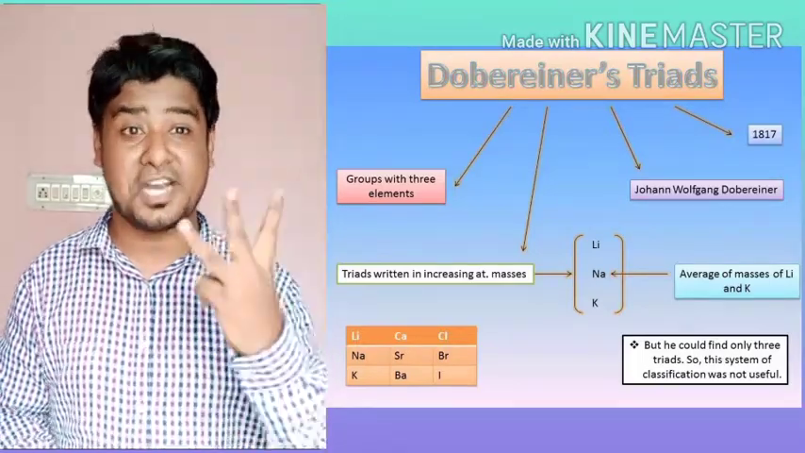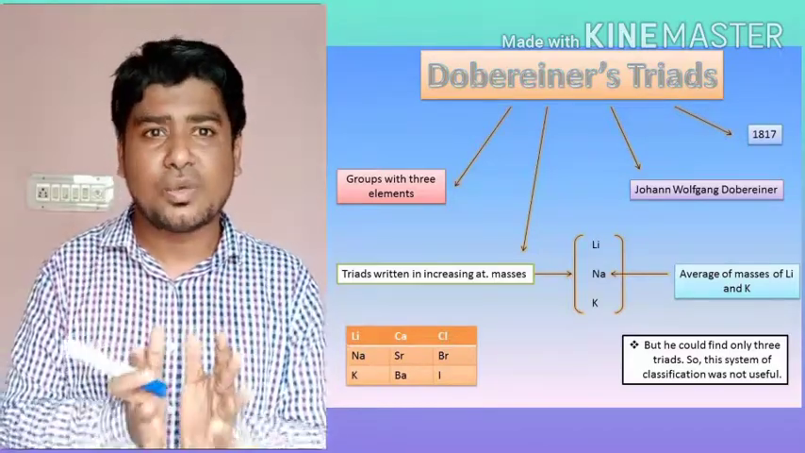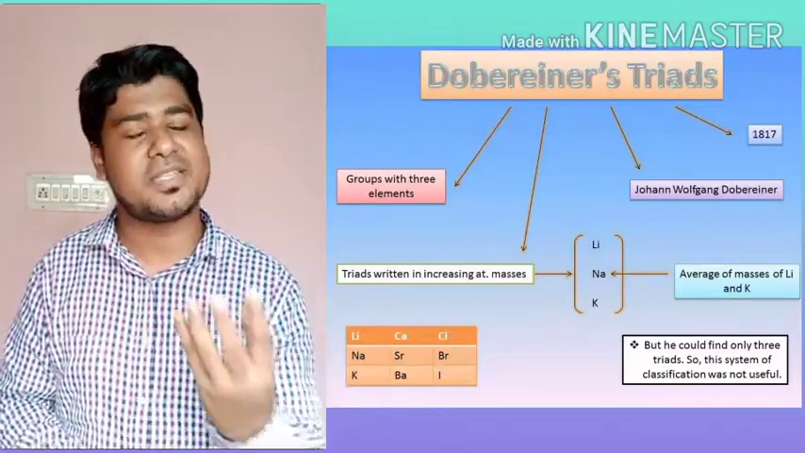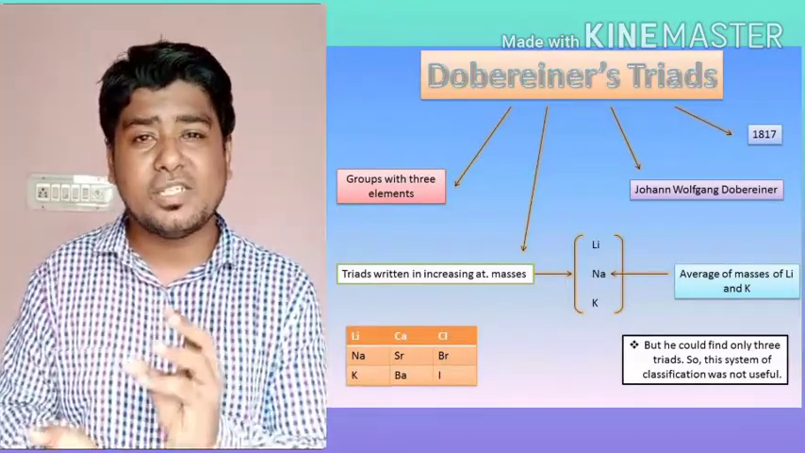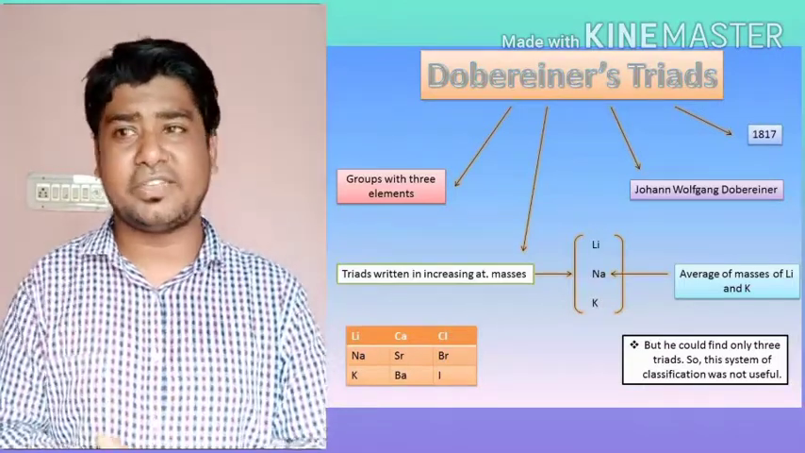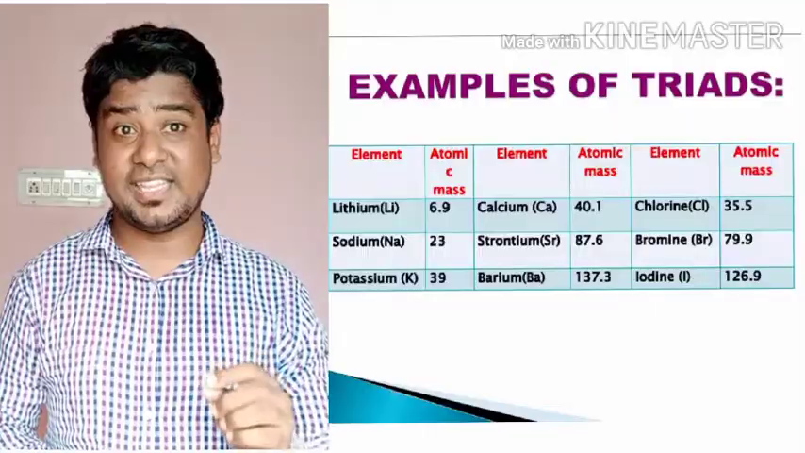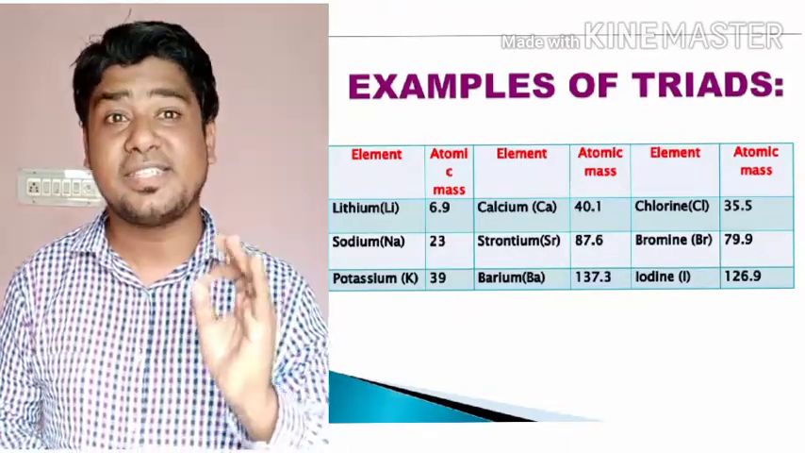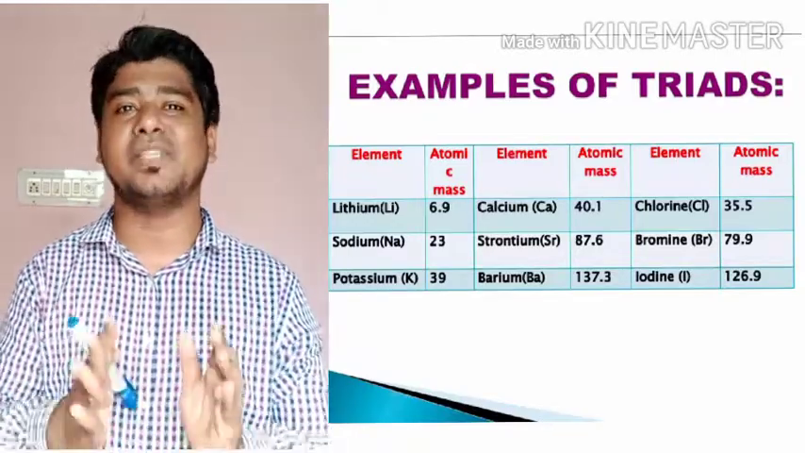What he has done is triad. What is tri? Tri means 3. Okay, triad. So he grouped elements into triads, like 3 members. He tried in the beginning to group the elements into a set of 3 each. He made a few triads. A very important triad which you should remember is lithium, sodium, potassium. In the same way, calcium, strontium, barium is also a triad.